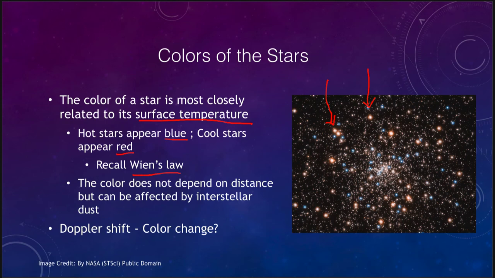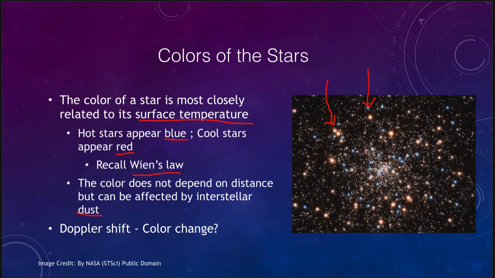All the red stars you see are relatively cool. All the blue stars you see are relatively hot. However, it does not give us a way of measuring the temperatures directly. We'd need to get more detailed measurements to be able to determine that. We find that the color does not depend on the distance, so it helps us learn about the stars regardless of distance. However, it is affected by dust.